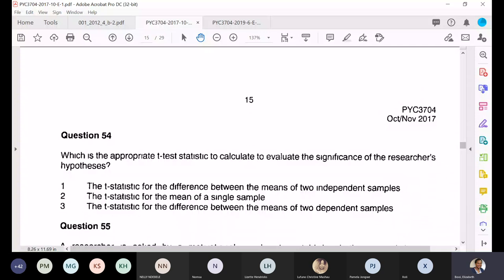Question number 54, which is the appropriate t-test or t-statistic to calculate to evaluate the significance? We already answered some of it, so it should be easy. Is it 1, 2, or 3? Number 1. It will be number 1, because we have 2 groups, males and females, and they are both independent groups. Remember to always ask yourself those questions.